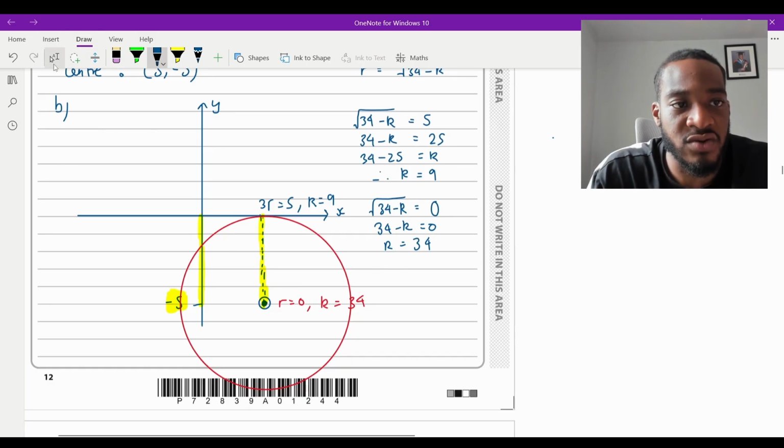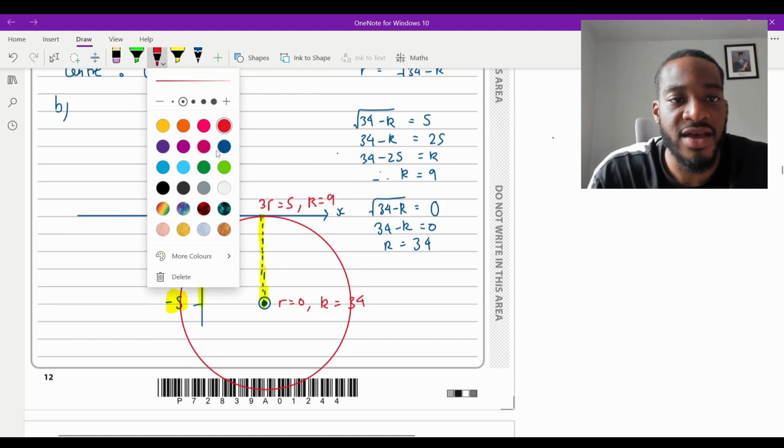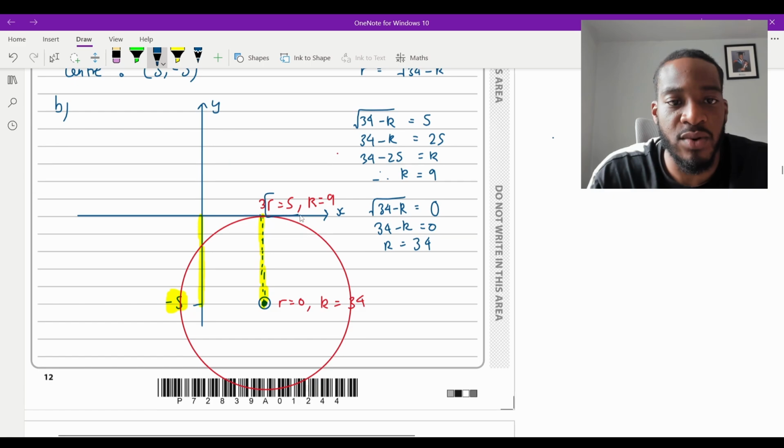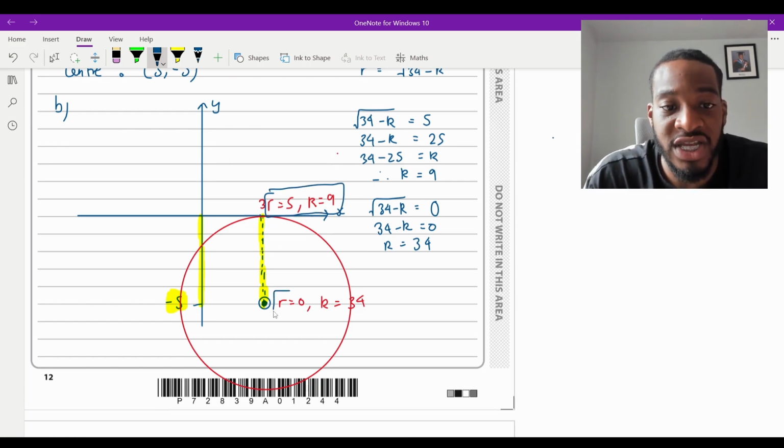Let me put this as red as well, just so it's super clear. We'll put these two as red, so it's clear. So the red circle is when r is equal to 5, k is equal to 9. I'll put that in a box like that. And when the circle is very small, when there's no circle, essentially r equals 0, the radius, and that gives us a value of k being 34.